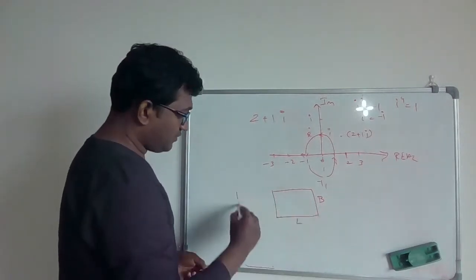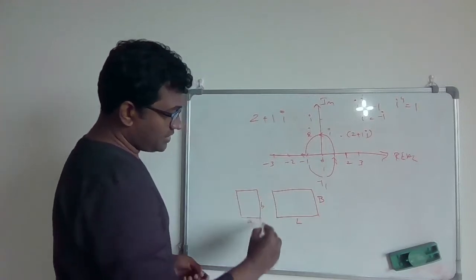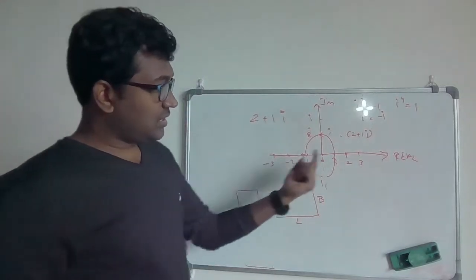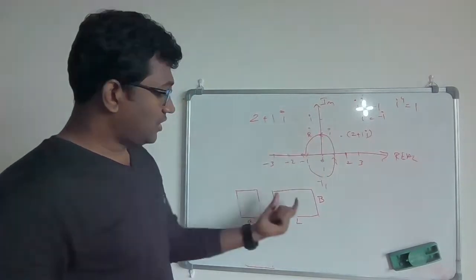You need length and breadth. Even for a square, even though the side lengths are the same, it's a 2-dimensional object. So this is a single dimension. This is a multi-dimensional and 2-dimensional number line. These are all 2-dimensional objects.